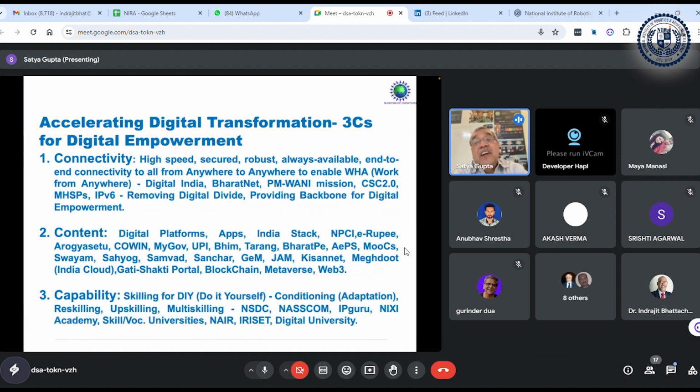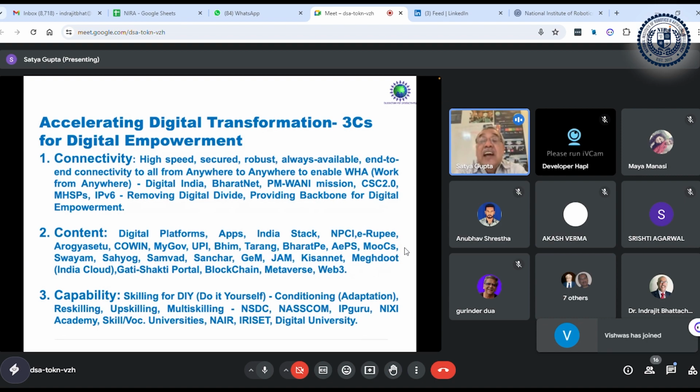So what is required for digital transformation is high speed, secured, robust, always available end-to-end connectivity to all, from anywhere to anywhere, to enable work from anywhere. And that is where we got, during COVID, actually 5 years back, this concept of work from anywhere. Earlier it used to be work from office, then we started doing work from home, but now the need is work from anywhere, wherever you are, even if you are on the move, even if you are in a park or on a road.